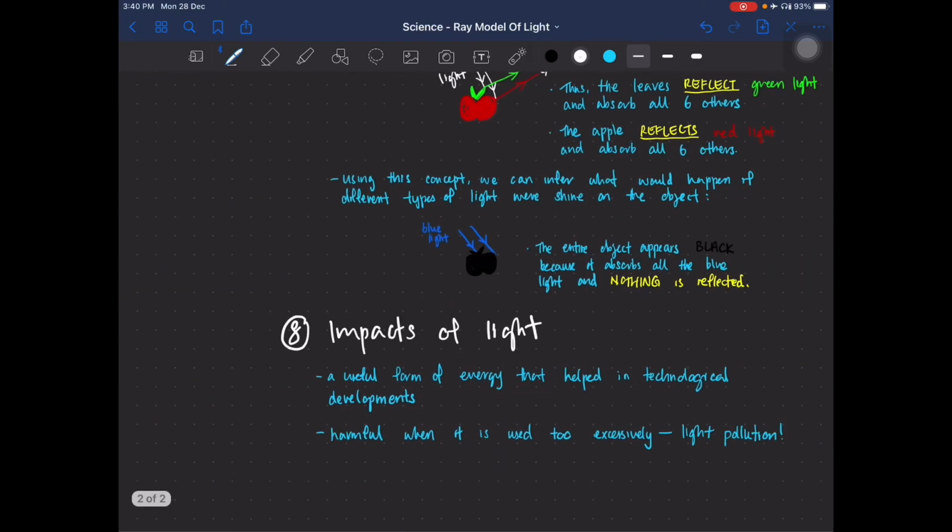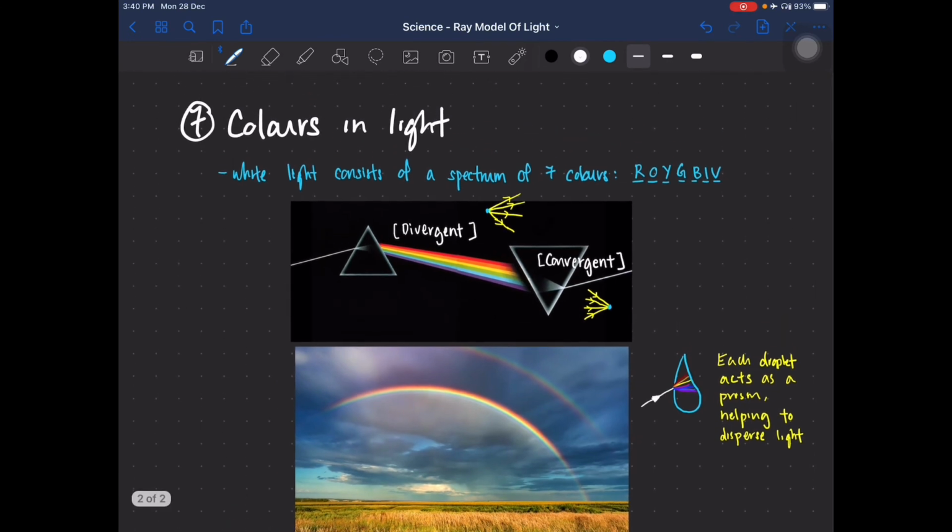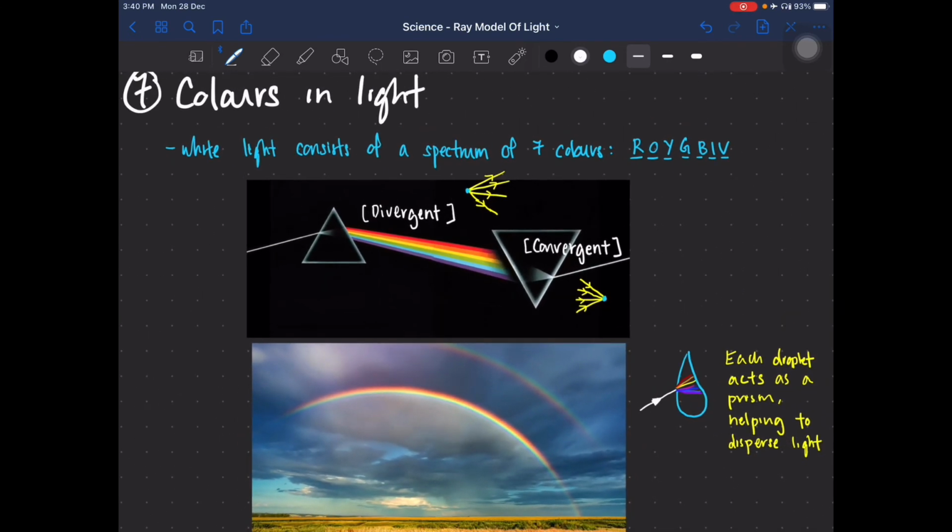Now the seventh concept in this chapter, and this is quite a big chapter, is that we need to understand that light actually consists of multiple colors. White light, which we are very used to, is the light that we see on a day-to-day basis. White light actually consists of a spectrum of 7 colors: red, orange, yellow, green, blue, indigo, and violet. Or I just call it ROYGBIV, as an acronym. So how do we actually realize this?